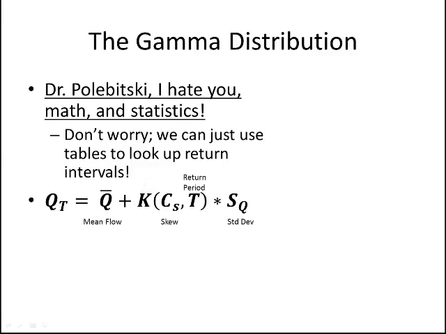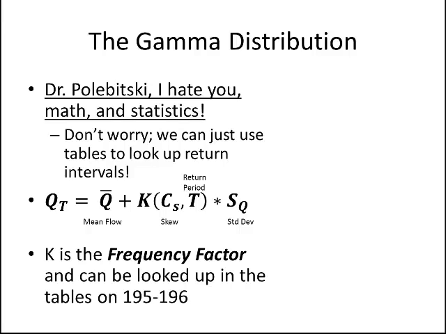And K is made up of a couple pieces. It's got the skew inside of it, and it's got the return period. This K is called the frequency factor, and we basically look it up in a table. In the textbook that we're using at Platteville, you would look this up on pages 195 to 196. Otherwise, you could go online and look this up, or do this in Excel.